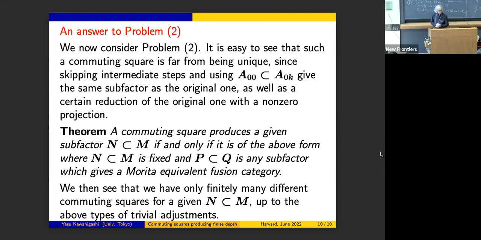Then the previous slide gives a characterization of all commuting squares we are interested in. Basically, as I said, we have only finitely many different commuting squares for a given N in M, up to this kind of trivial skipping and reducing. So in this sense, for a given subfactor N in M, we have only finitely many choices. Okay, so I stop here. Thank you very much.